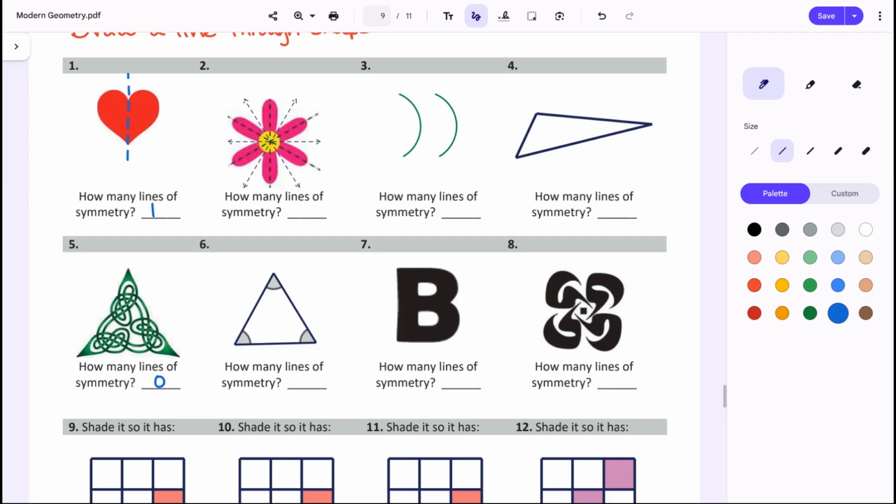Go ahead and compare with someone next to you. Make sure you guys have the same answers on everything, please. And if you don't, decide who's right and who's wrong.